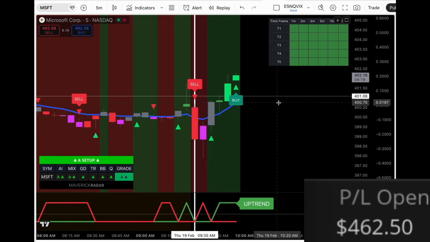A+ setup. How many times have you gotten into a trade and you're like, here we go, we're going to the moon, I'm getting in. And then you get stopped out, you lose the trade, you go back to the trade, and you're like, what was I even thinking? What did I even see there? Well, the Maverick radar is going to check your entire checklist to make sure you truly have an A+ setup, so your eyes can't deceive you.